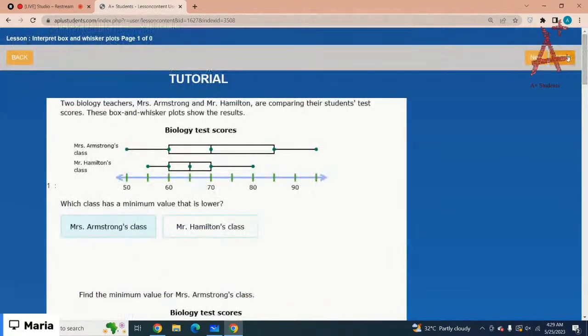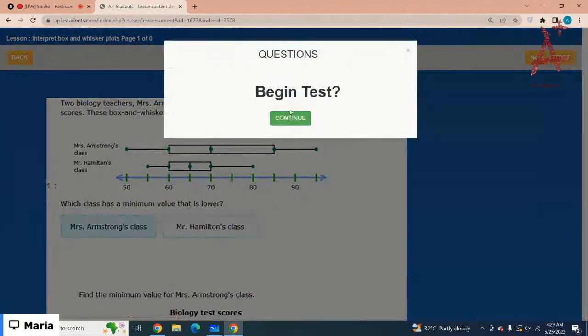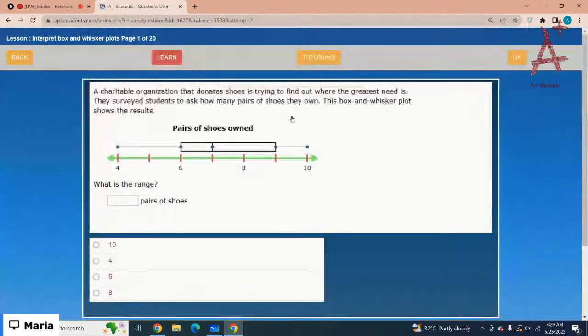Okay, let's just start with the practice questions. A charitable organization that donates shoes is trying to find out where the greatest need is. They surveyed students to ask how many pairs of shoes they own. The box and whisker plot shows the result. What is the range? You have to calculate the range. So, how do you calculate the range?